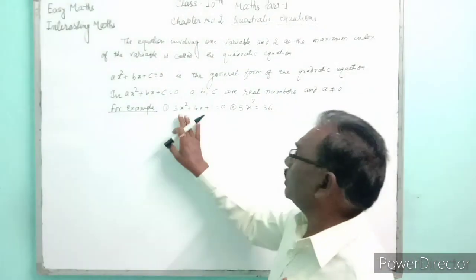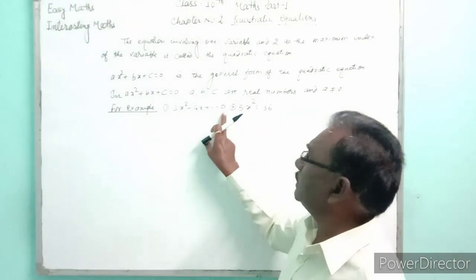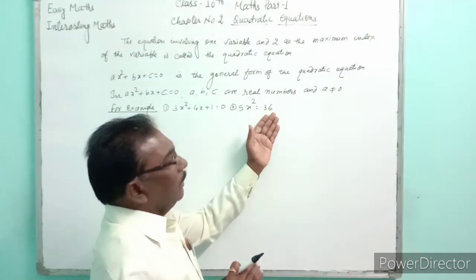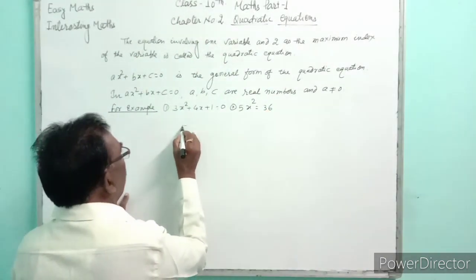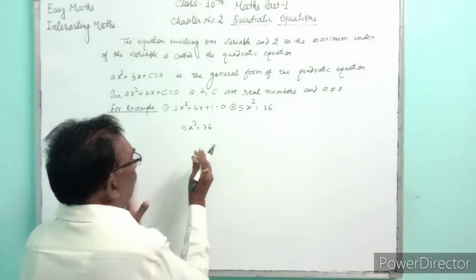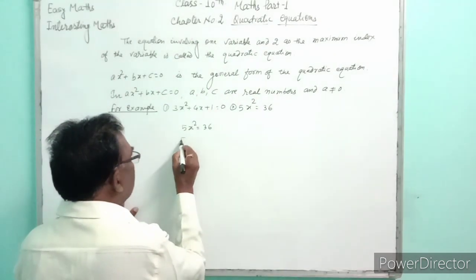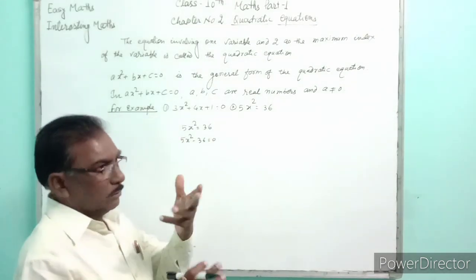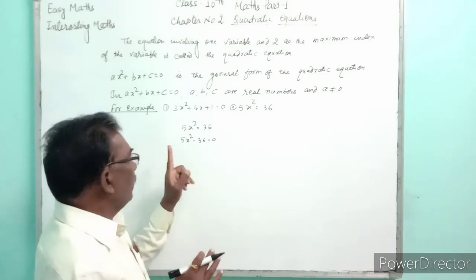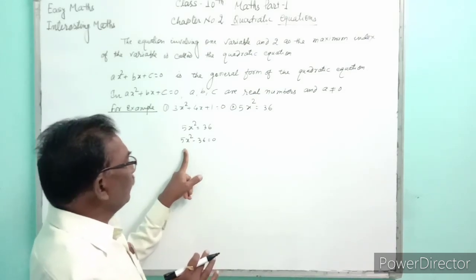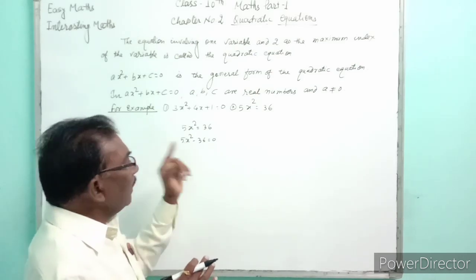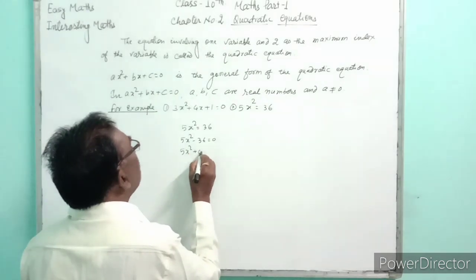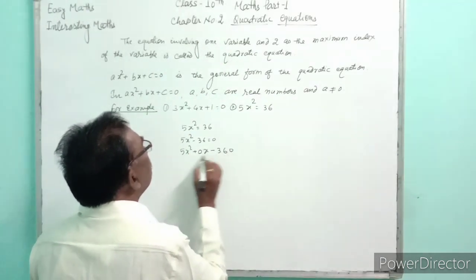Any quadratic equation has two sides. This is the left hand side and this is the right hand side. Second example, 5x square is equal to 36. Now we transfer 36 to the right hand side, then 5x square minus 36 is equal to 0. In this equation, there are only two terms. This is the first term, this is the constant last term, and the middle term is missing. So we will write it like this: 5x square plus 0x minus 36 is equal to 0.